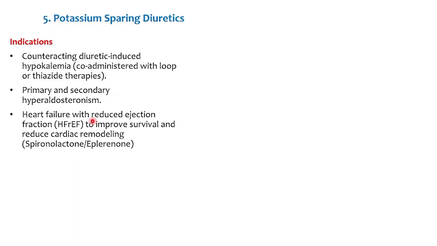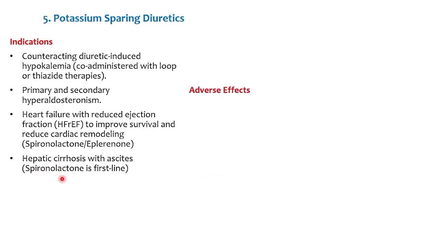They can also be used in heart failure with reduced ejection fraction to improve survival and reduce cardiac remodeling. So these drugs are also good. They're known to reduce mortality. They're very good drugs. They can also be used in hepatic cirrhosis with ascites as first line, especially spironolactone.